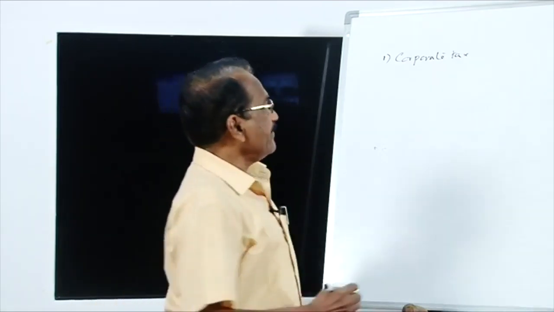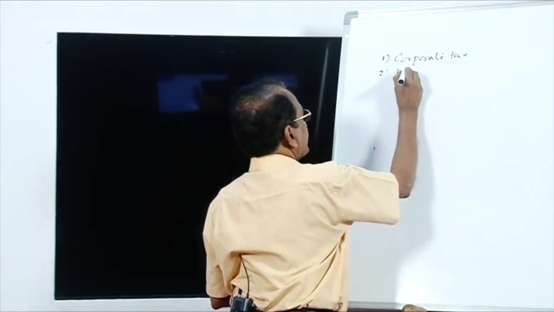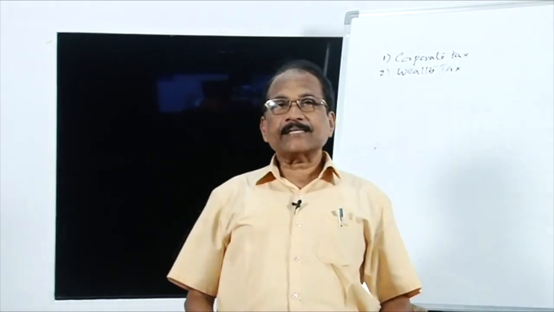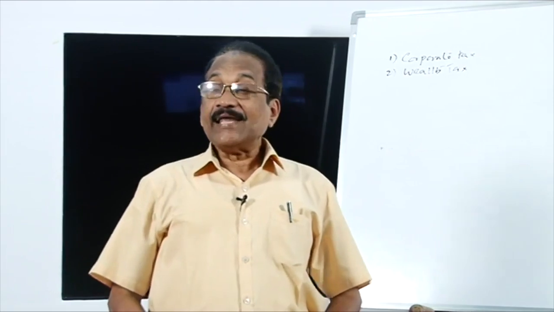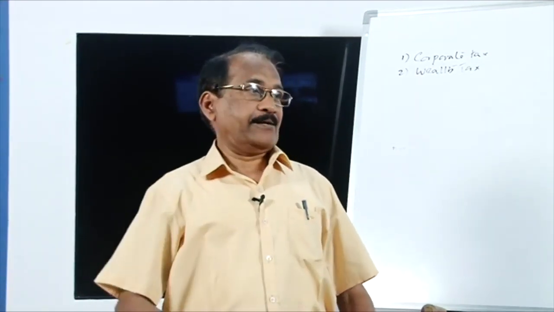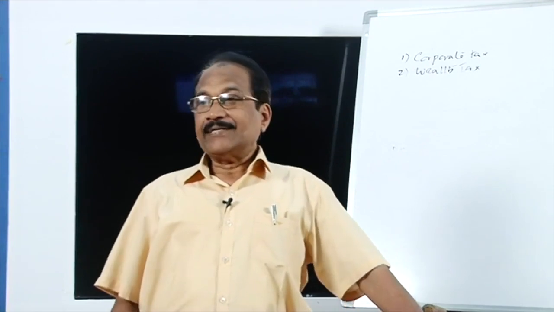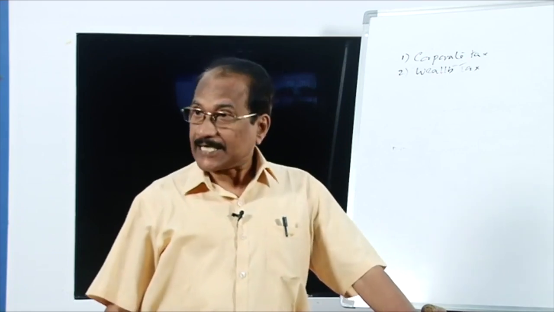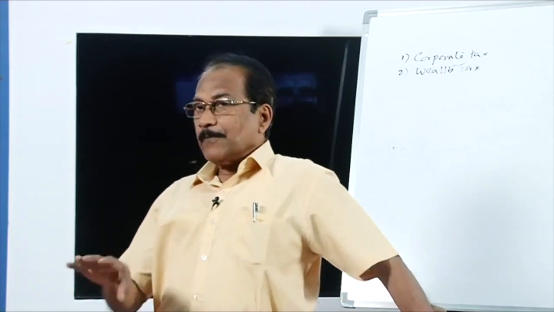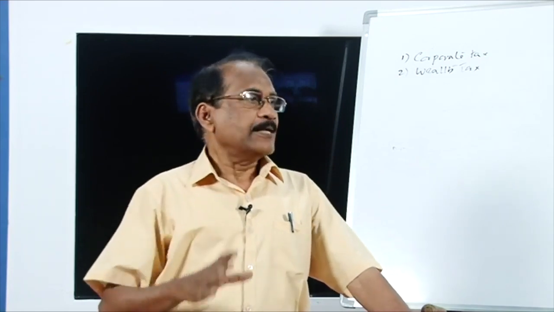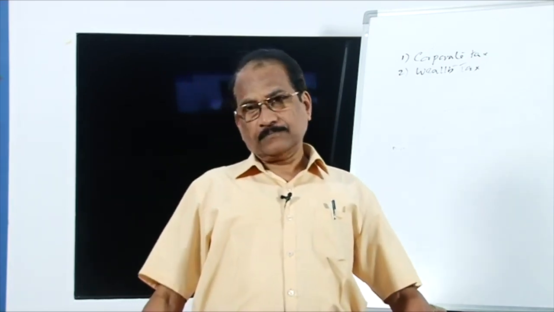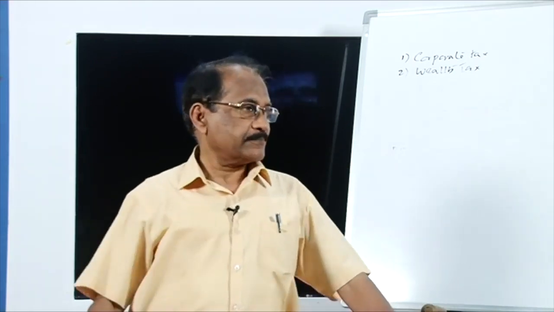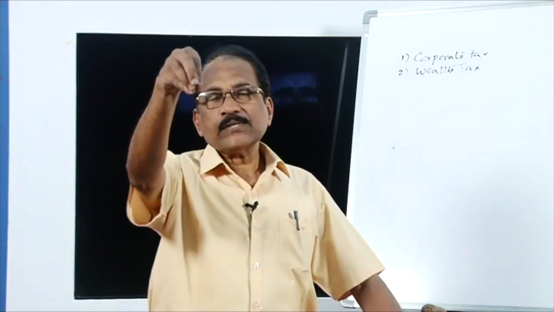Number 2 is wealth tax, another direct tax. It is a tax on acquired wealth. What do we mean by acquired wealth? Wealth that is purchased and not inherited. Suppose you are purchasing landed property. On payment you are acquiring wealth in the form of landed property, and then it is subject to a tax.